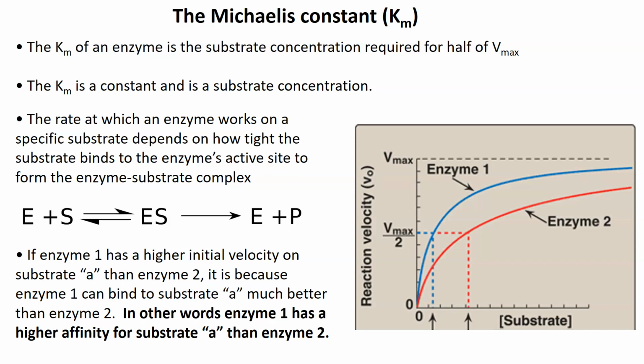Now, if the substrate has a low affinity for the enzyme, it will come in contact, but because it has a low affinity, it won't necessarily bind to the active site. Compare that to an enzyme which has a high affinity for that particular substrate. So the same situation: the substrate comes into close contact, and because it has a high affinity, the substrate binds very tightly to the enzyme.